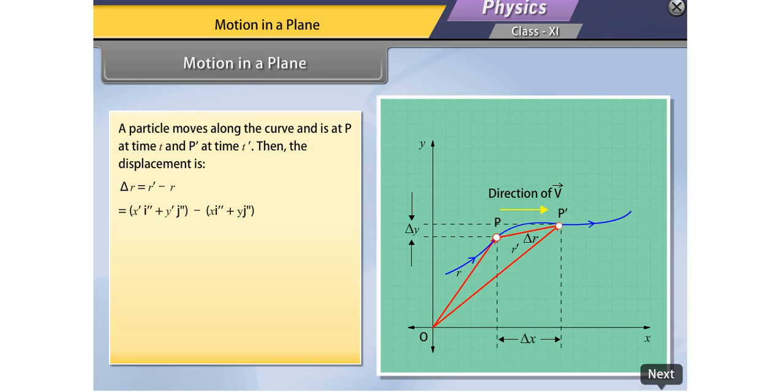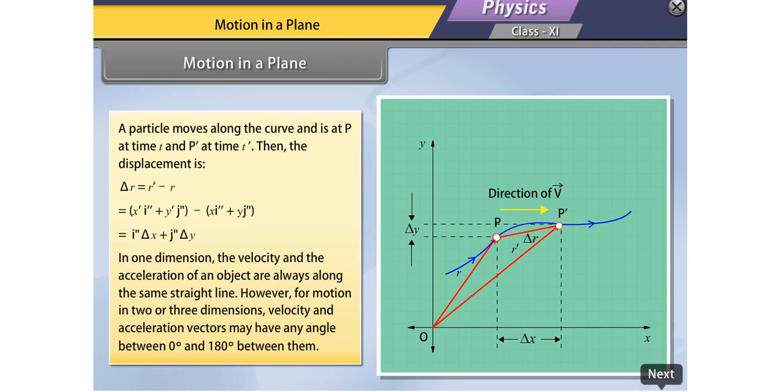By putting values, we get delta r is equal to i delta x plus j delta y. In one dimension, the velocity and the acceleration of an object are always along the same straight line. However, for motion in two or three dimensions, velocity and acceleration vectors may have any angle between 0 degree and 180 degree between them.